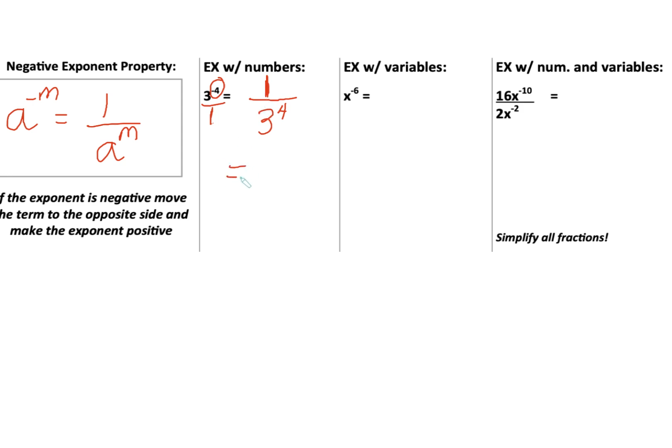And then sometimes on the TASC test, they might want you to evaluate that. So that's actually 1 over 3 to the 4th, because this exponent is pretty small. That will be 1 over 81. Remember, they're not going to have both answers. They're going to have either or. Over here, I have x to the negative 6. I see the negative exponent, so I have my fraction bar. This person cannot stay in the numerator, so they go to the denominator and become positive, and then I have my 1.